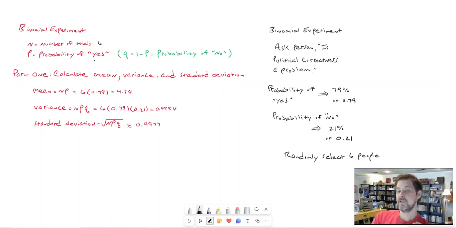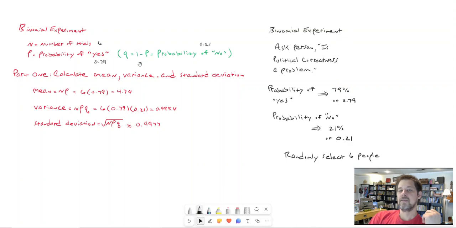P is the probability that they'll say yes. So that's 0.79. 79 out of 100 are expected to say yes. And q will be the probability that they'll say no, which is the other option. That will be 0.21, because q is always 1 minus p. Think about it. If 79% say yes, that means if you had 100, 79 out of the 100 would say yes, and the other 21 would say no. 100 minus 79 is 21.